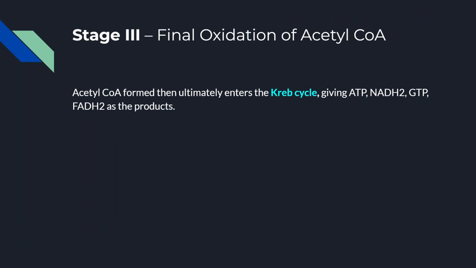Then acetyl CoA enters into a 6 carbon cycle called the TCA cycle, that is tricarboxylic acid cycle, or simply the Krebs cycle after the name of the scientist. And ultimately, you get the formation of ATP, NADH2, GTP, and FADH2, which are all energy molecules as products. All of these molecules, like NADH2, GTP, FADH2, ultimately get converted into ATP in the electron transport chain.